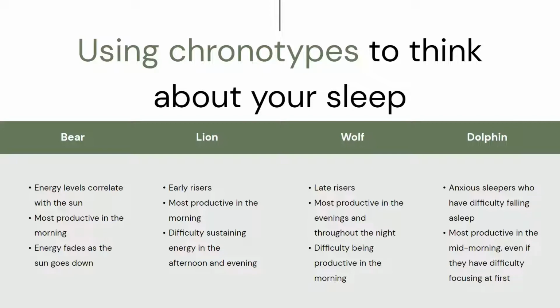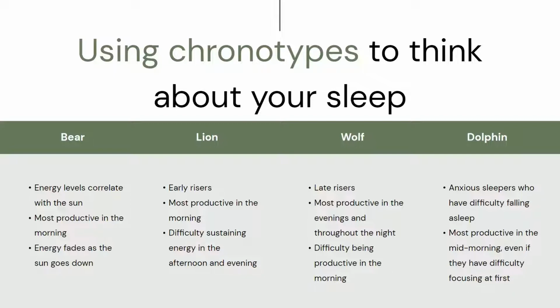The wolf is typically what we would call the night owl. This is a late riser, someone who's most productive in the evenings and throughout the night, and has difficulty being productive in the morning. And then there's also the dolphin, who's an anxious sleeper, someone who has difficulty falling asleep. This is someone who's going to work more productively in the morning, but it will take them a little bit of time to get going.